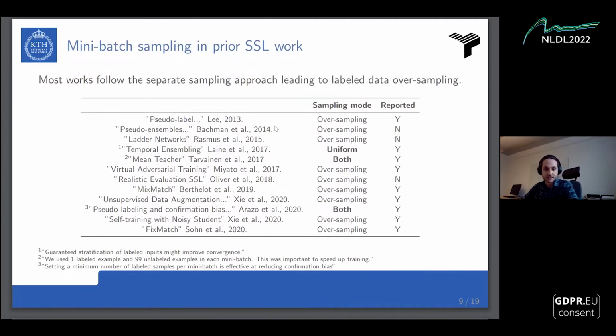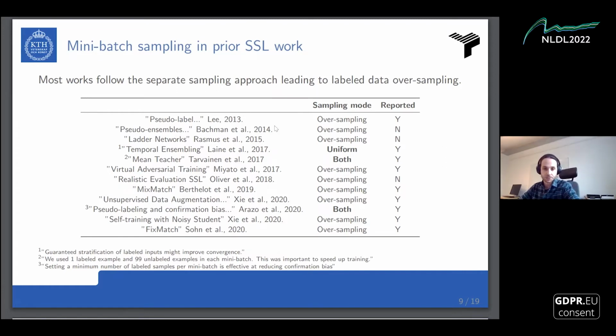So I mentioned that the second approach that I showed was the most common approach in semi-supervised learning, but there doesn't seem to be a good reason for it, or at least it has not been justified, and in many cases not even reported in the past works on semi-supervised learning what was actually done regarding mini batch sampling.